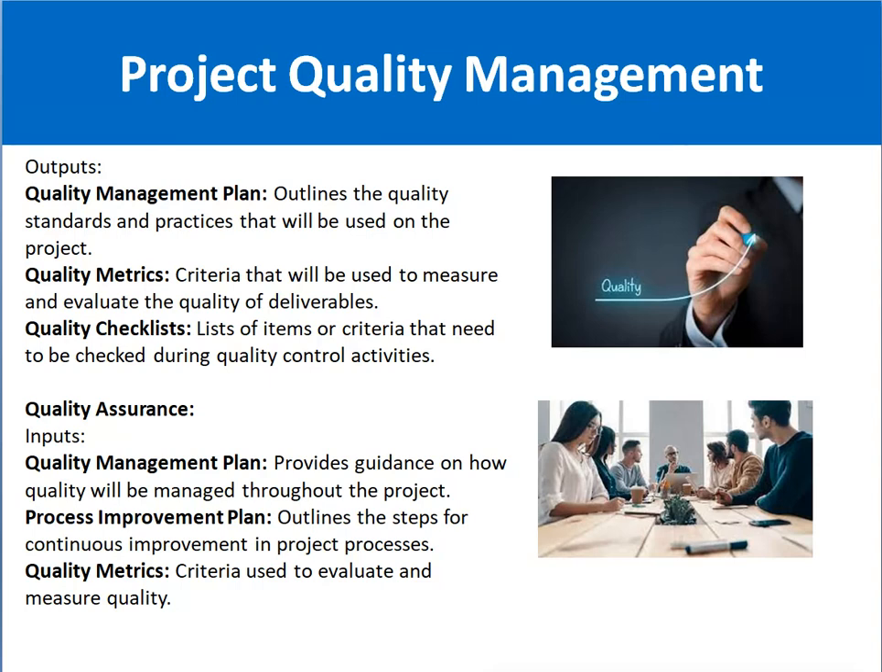The outputs of the quality planning phase are, first, the quality management plan. The quality management plan outlines the quality standards and practices that will be used on the project. Next is the quality metrics, the criteria that will be used to measure and evaluate the quality of deliverables. The quality checklist is the list of items or criteria that need to be checked during quality control activities. So in that way, quality planning finishes here.